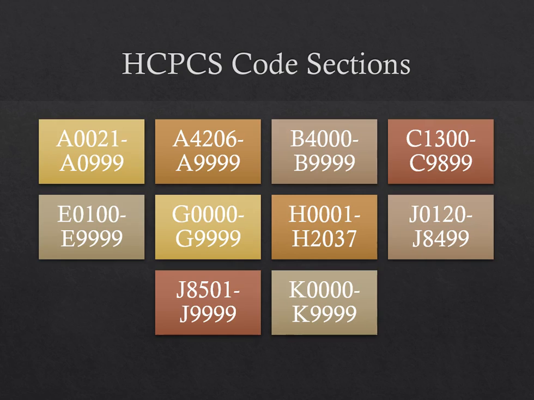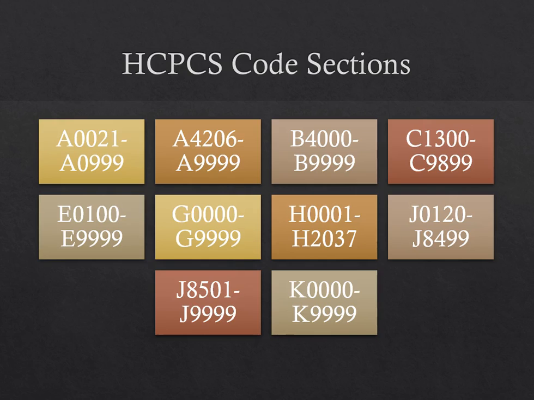All right, so let's talk about the HCPCS code sections. So you remember me saying that the HCPCS codes are alphanumeric. They are followed by 4 characters for a total of 5 characters in length. So first up, A0021 through A0999. Here is where we're going to find codes for transportation services, and that includes ambulance. Then we have A4206 through A9999. This is where you're going to find medical and surgical supplies.